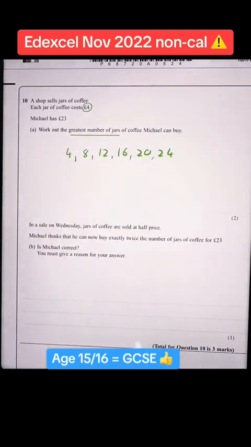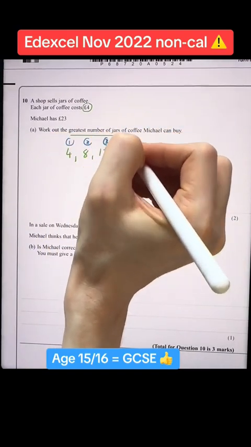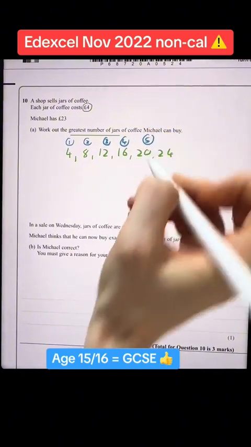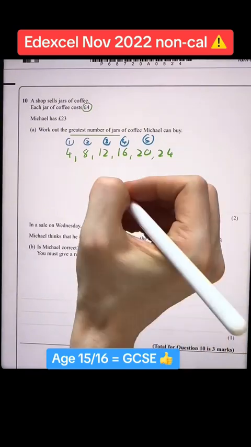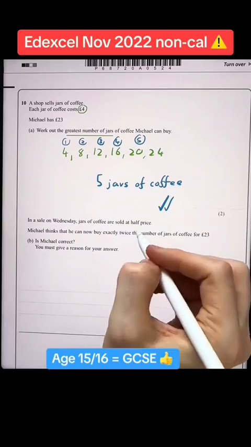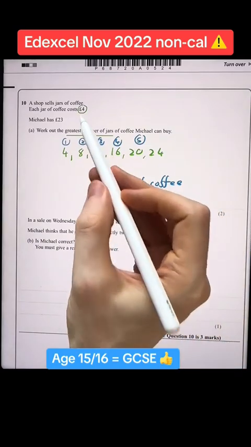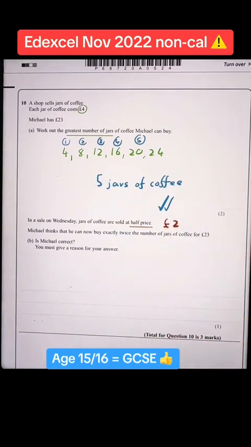As he only has £23, therefore he can afford 1, 2, 3, 4, 5. He can only afford 5 jars of coffee because 5 jars cost £20. He hasn't got enough for 6, so therefore 5 jars of coffee. In a sale on Wednesday, jars of coffee are sold at half price. As the original price was £4, half price, then each jar of coffee will now be £2 each.